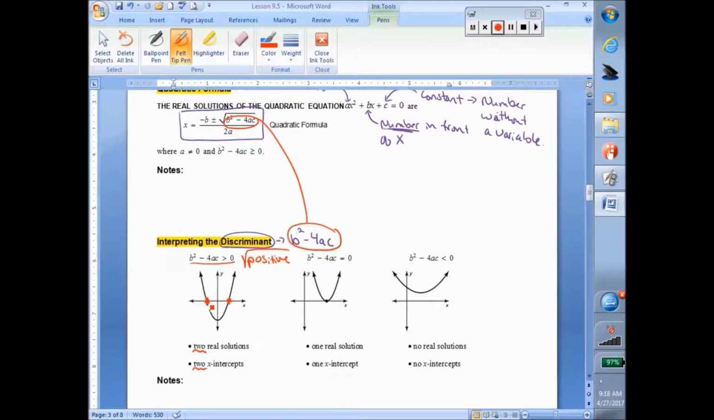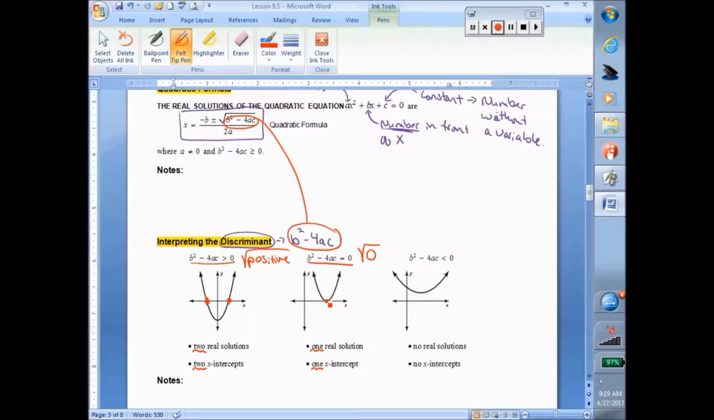Our second option with the discriminant is that it could equal 0. So if our discriminant equals 0, when we were solving, if we take the square root of 0, 0 is just 0. We can't have a plus minus there. So when we had to take the square root of 0 when solving, we just ended up with one real solution. And if we connect that back to our graph, it means we're only going to have one x-intercept. So only one place on the graph where it crosses the x-axis.